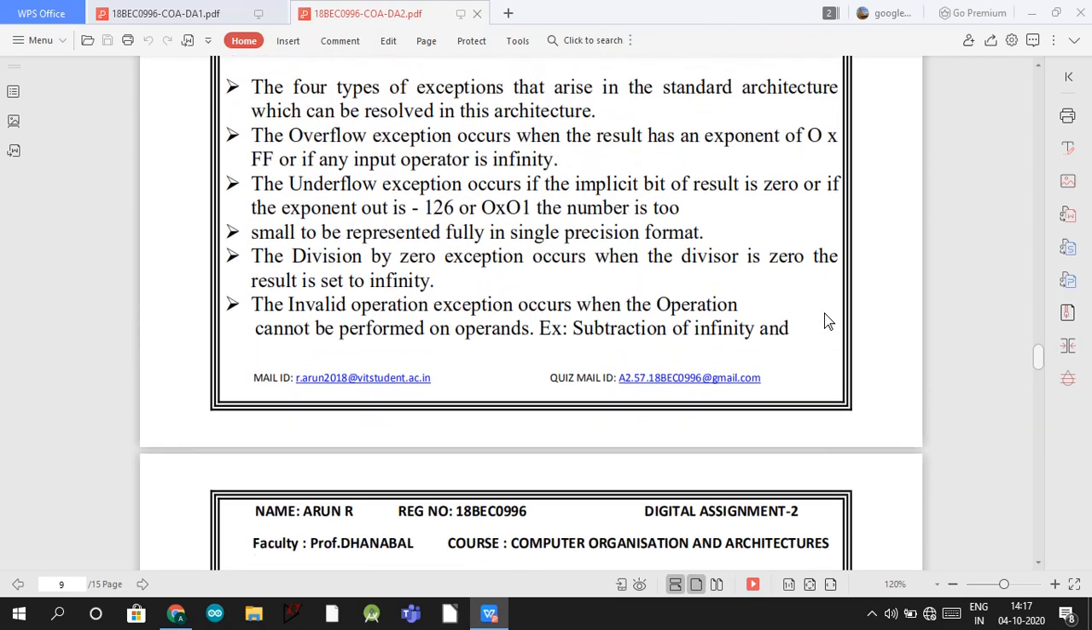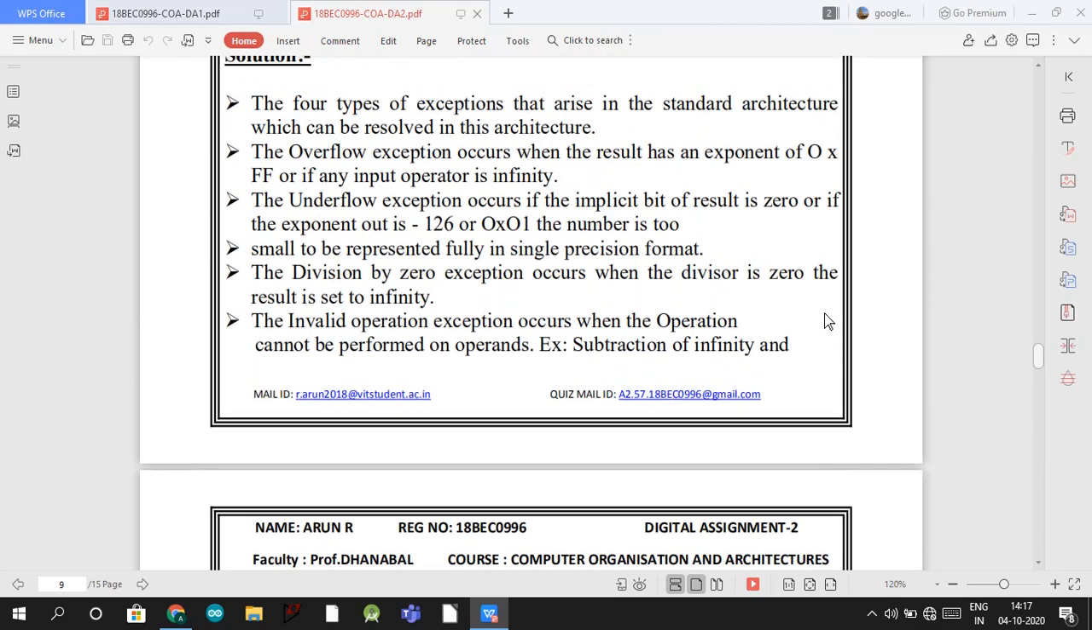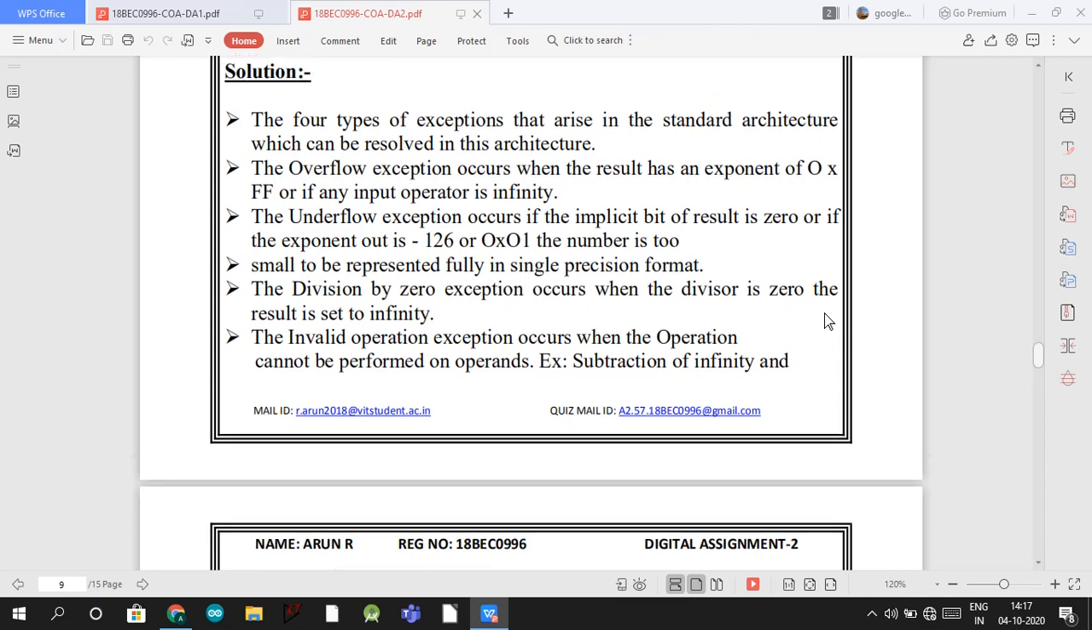If you consider overflow exceptions, it occurs when the result has an exponent of 0xFF, or if any input operand is infinity. For underflow exceptions, it occurs if the implicit bit of the result is 0, or if the exponent output is 126 or 0. The number is too small to be represented in the single precision format.